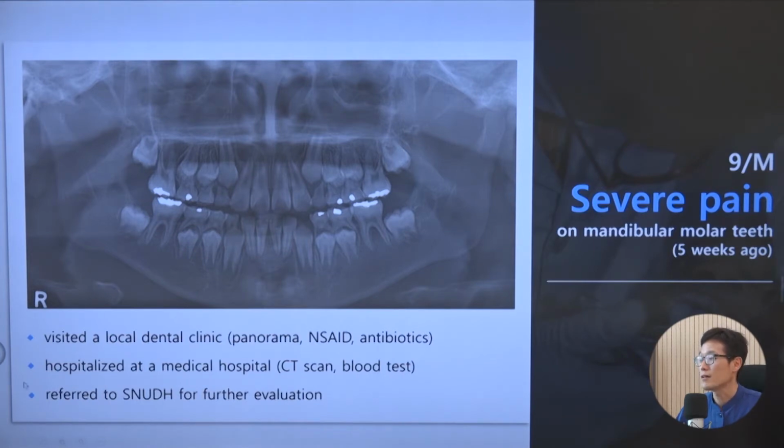So he was hospitalized at a medical hospital, but the results of CT scanning and blood test were unremarkable. Actually, this patient's father was a medical doctor at the medical hospital, and the colleagues tried to reveal the cause of the severe pain but failed. And then he was referred to our hospital, Seoul National University Dental Hospital, for further evaluation.